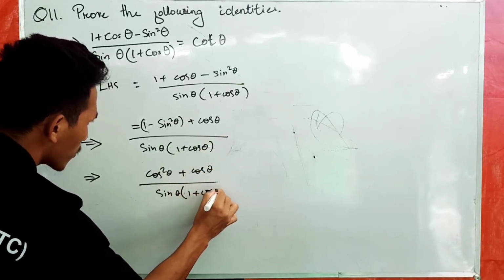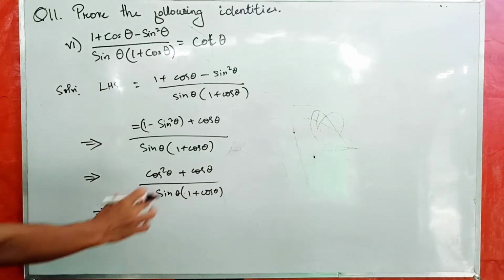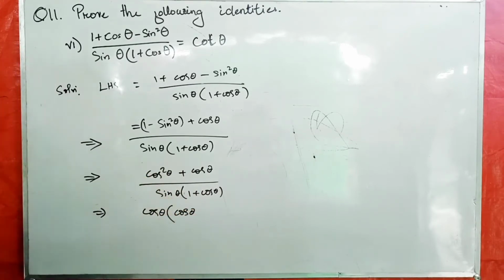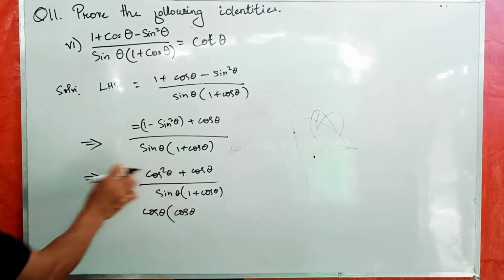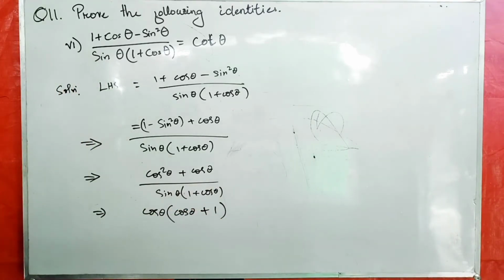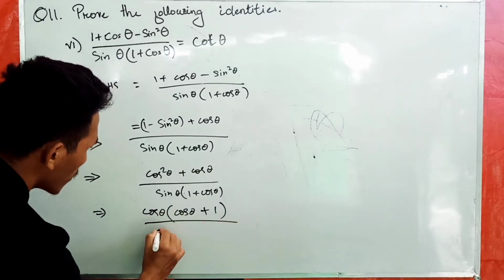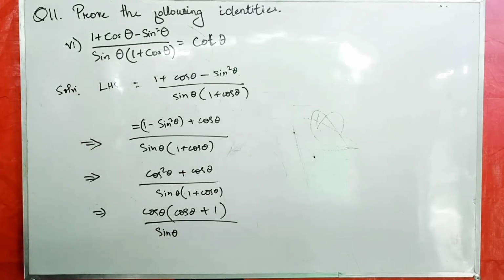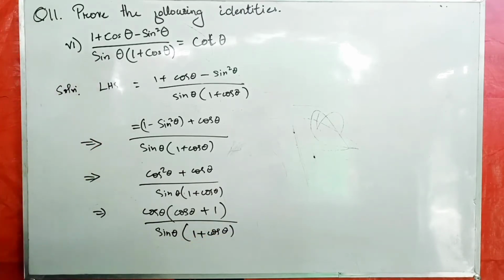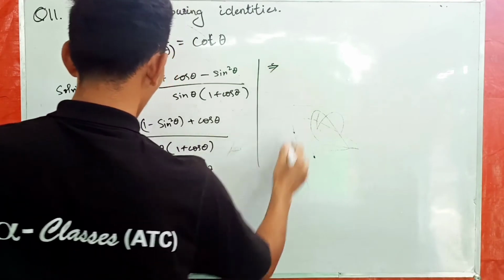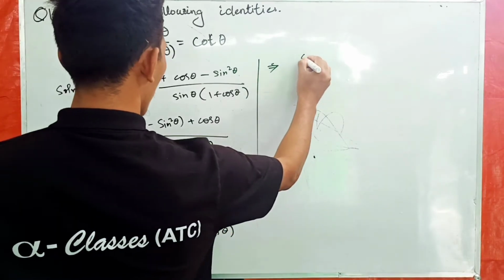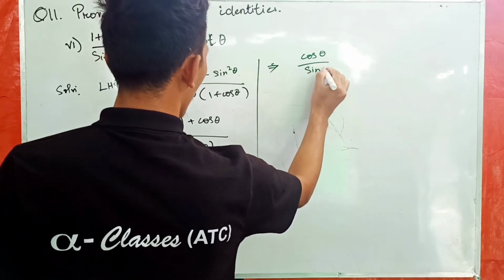Okay, from here we can take common cos theta. Here cos theta remains, 1 is still remaining. Multiply cos and cos, you will get cos square theta. And here plus cos theta into 1 is cos theta. Okay, sin theta into 1 plus cos theta. Let us solve here. 1 plus cos theta, 1 plus cos theta we can cancel. Now we are left with cos theta by sin theta.